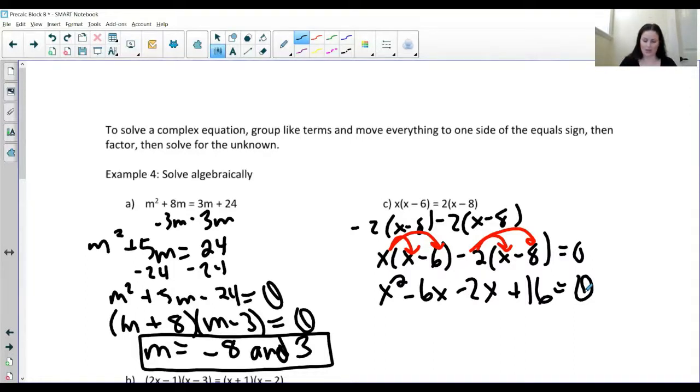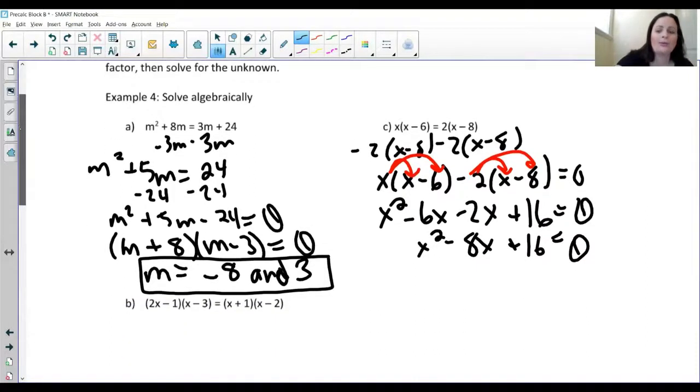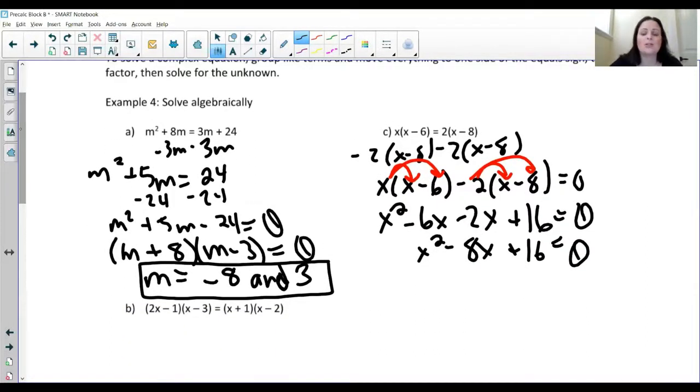Okay. I'm now going to group that middle term because I can't just try to refactor it from here. I'm going to get the same result where I can't factor anything else. So I'm going to regroup. So this is going to be x squared minus 8x plus 16 equals 0. And now I'm going to refactor. I want two numbers, and it's not going to be 6 and 2, okay, because I want these two numbers to also multiply to positive 16. And negative 6 times negative 2 doesn't equal that positive 16. So I'm going to refactor.